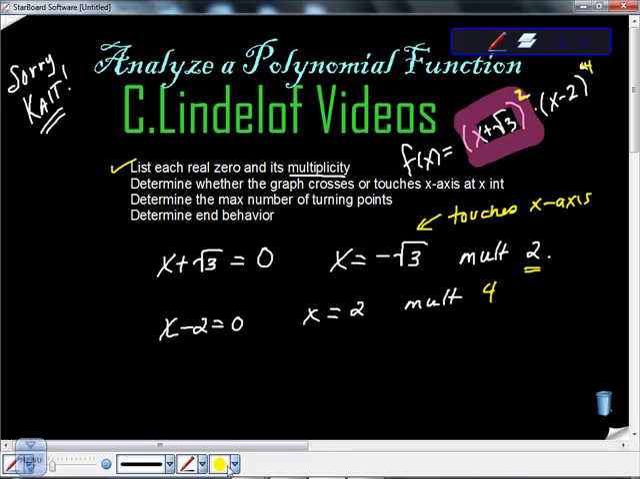That is to say, if this is the x-axis and this is the opposite of square root 3, we know what the graph is going to do. It's going to come down here, touch this, and go back up. But it doesn't go all the way through the x-axis. It just touches it there.